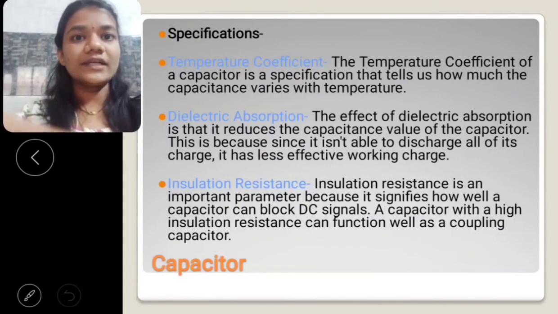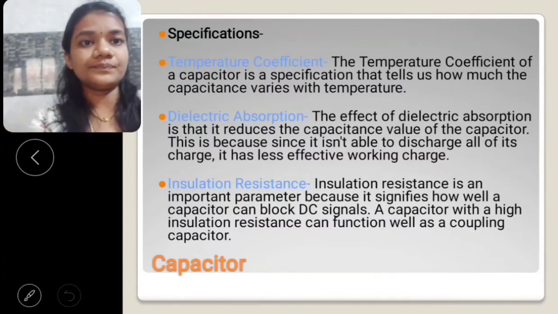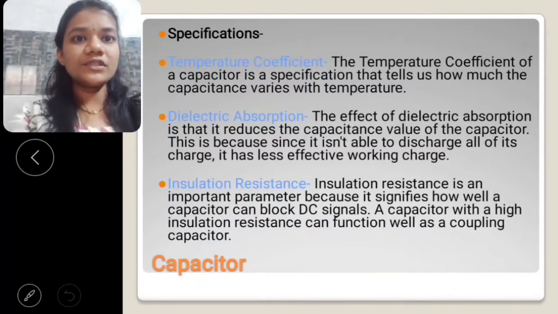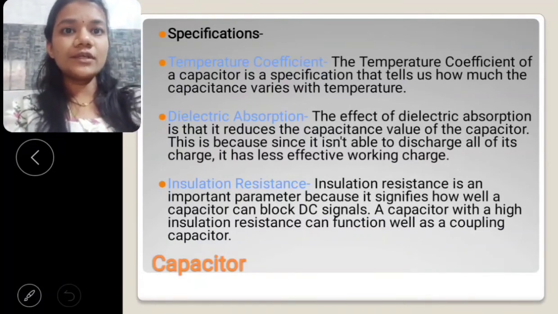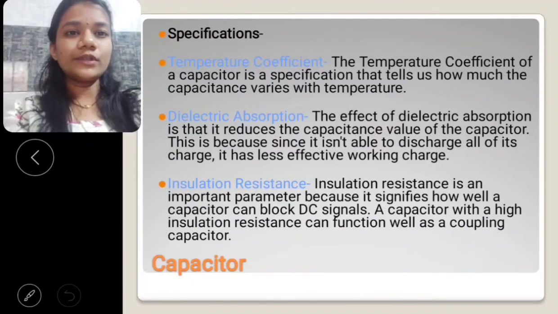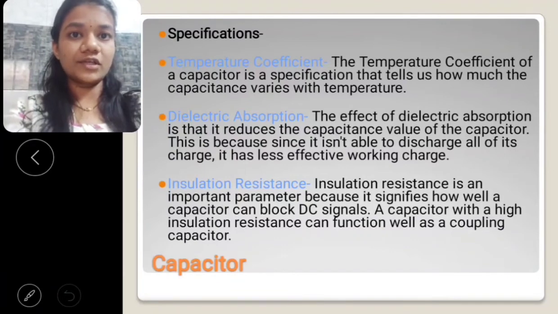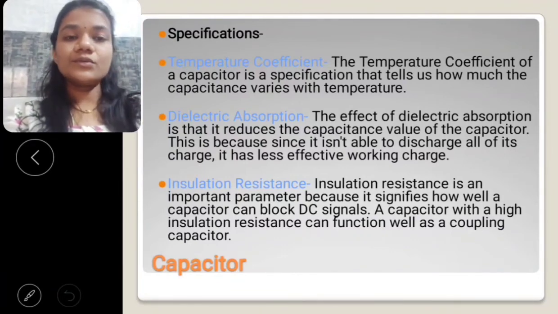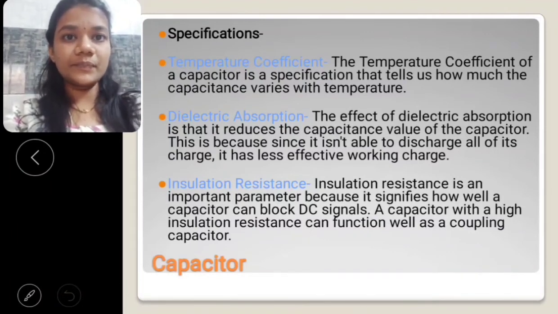Next is dielectric absorption. The effect of dielectric absorption is that it reduces the capacitance value of the capacitor. This is because since it is not able to discharge all of its charge, it has less effective working charge. It is nothing but dielectric absorption. It reduces the capacitance value of the capacitor.